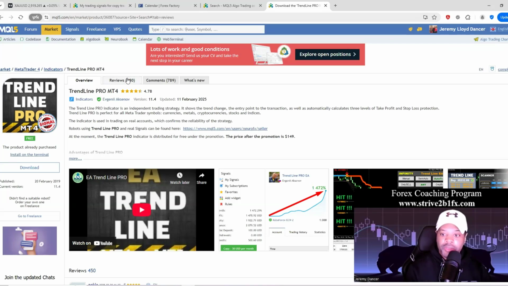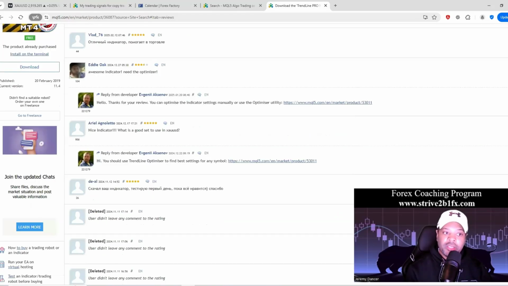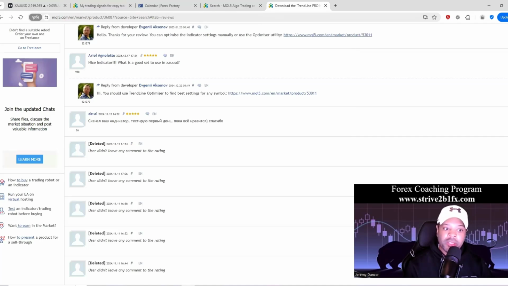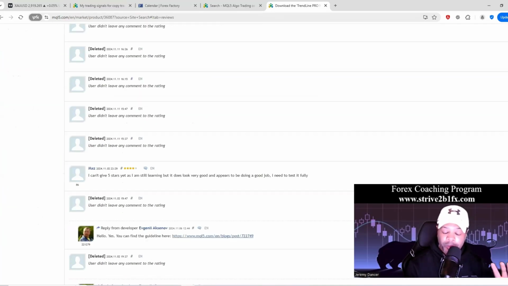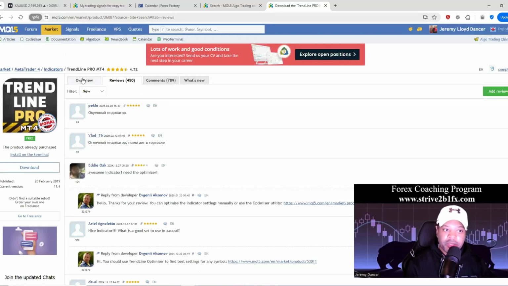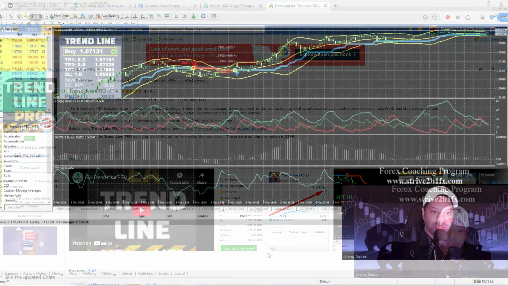And if you look at the reviews, all across the board is very good. I mean, there's so many people that are talking about how great the indicator is. So it's really amazing. And then there's tons of comments as well. So if you want the indicator, you can go to MQL5, click on download, and then it's going to open right inside your MetaTrader 4, and it will install automatically.